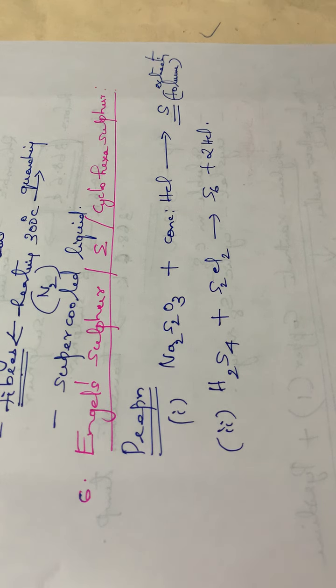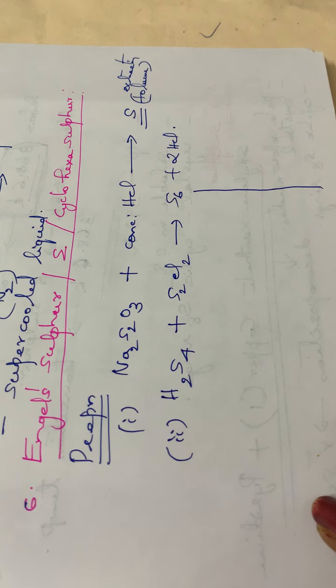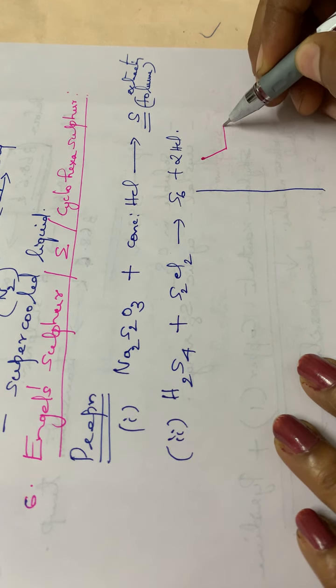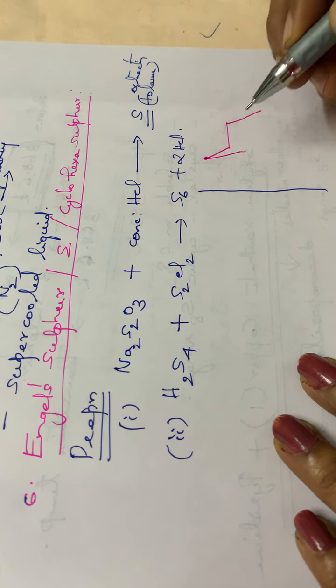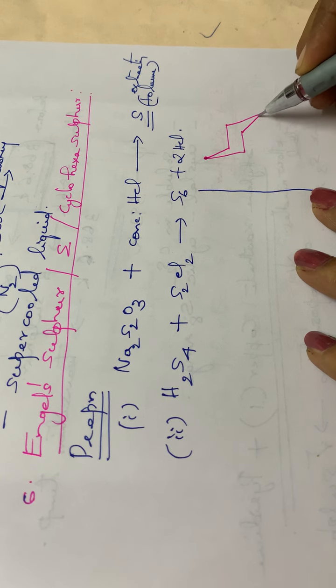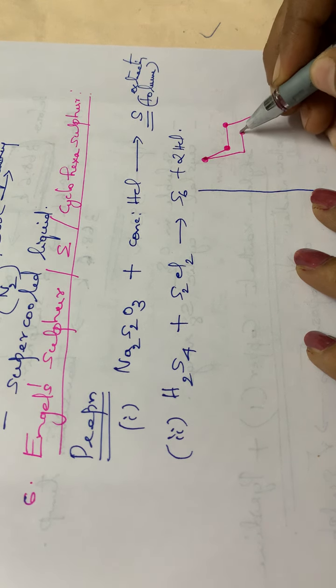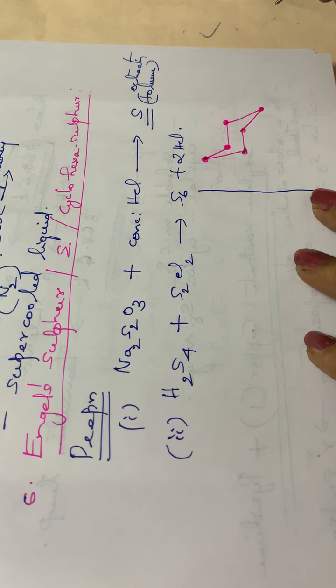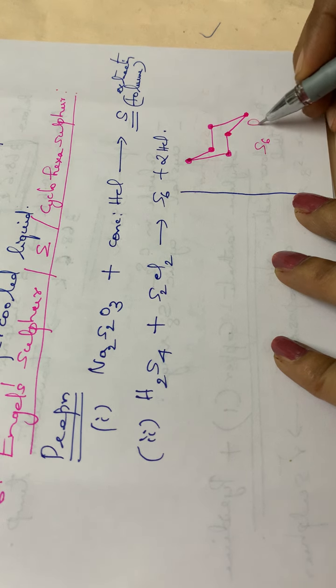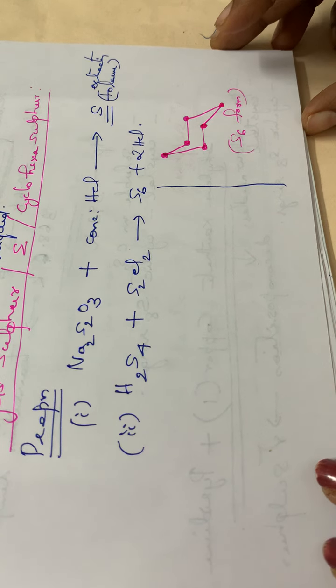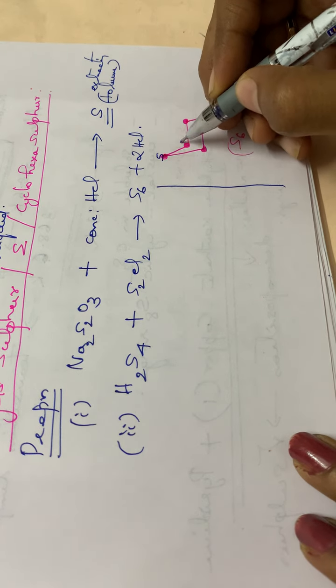Then coming to the properties of this angel sulfur, first of all you have to draw the structure. It is almost like a chair form. Okay. Here one sulfur atom, 1, 2, 3, then 4, 5, 6. Okay, so how many sulfur atoms are there? There are 6 sulfur atoms. So this is in the S6 form, just like a chair form. You have studied stereochemistry, chair form and boat form, isn't it? So it is almost similar to a chair form. And also all these are sulfur atoms.